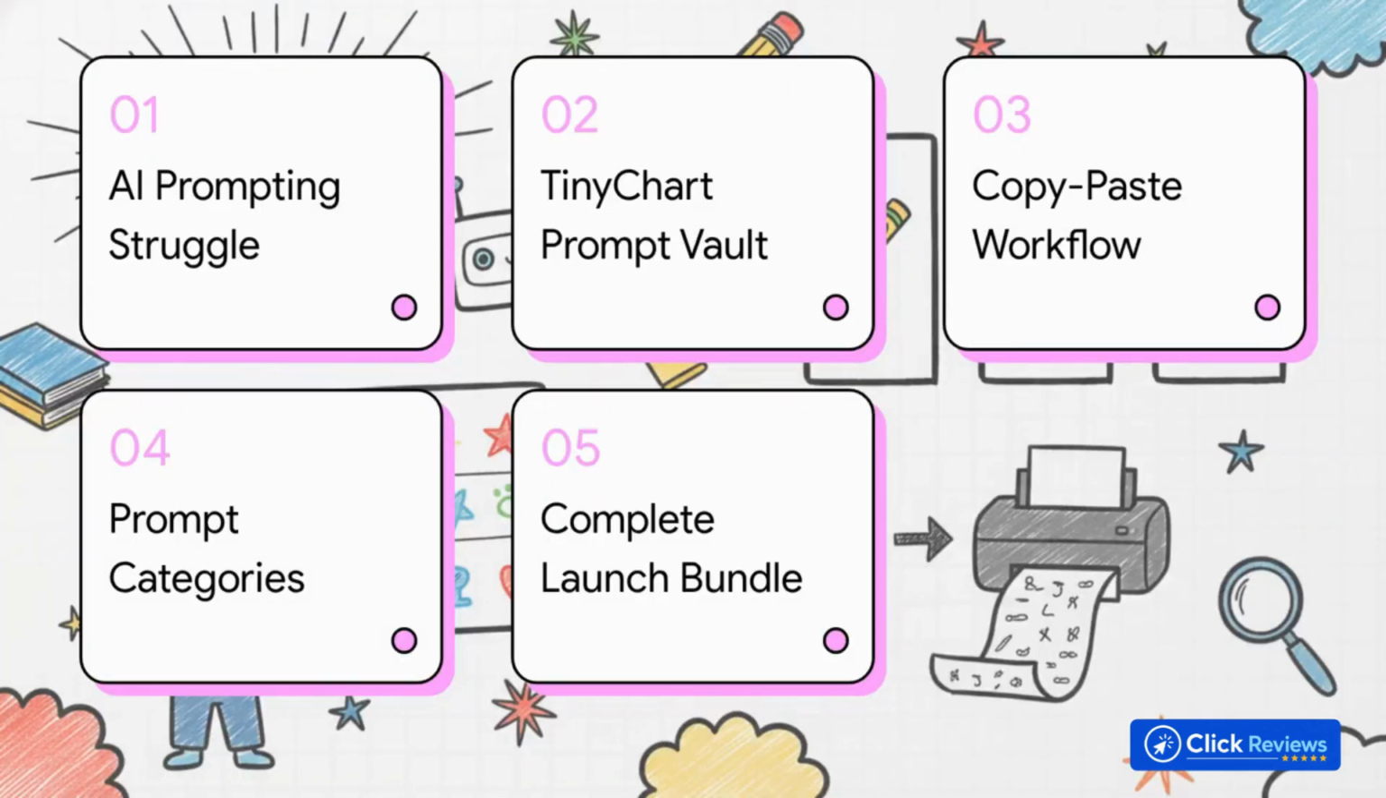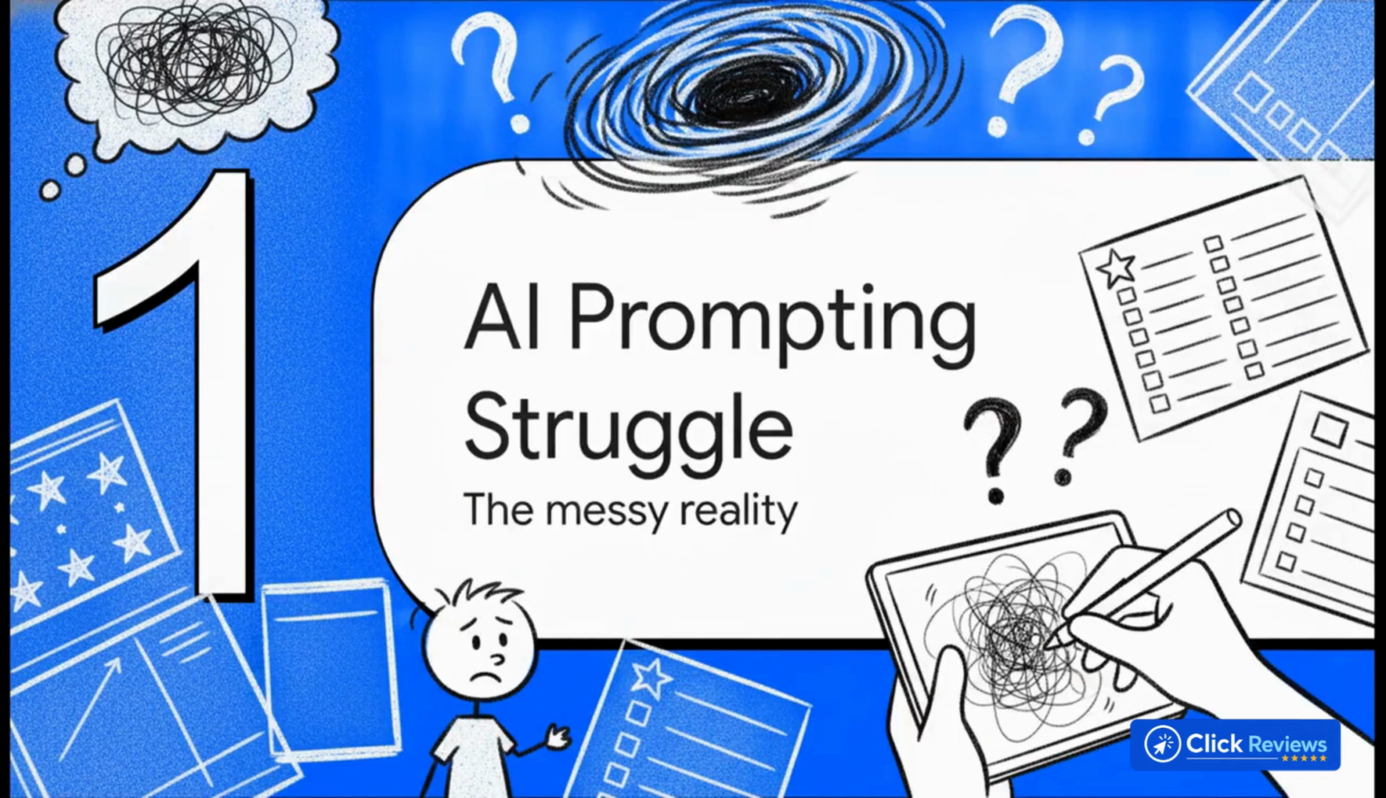Okay, let's dive right into this. Here is our roadmap for today. We're going to start with the AI prompting struggle, then we'll introduce the TinyChart Prompt Vault, walk through the incredibly simple copy-paste workflow, take a peek inside the prompt categories themselves, and finally, look at the complete launch bundle. Section 1. The AI Prompting Struggle.